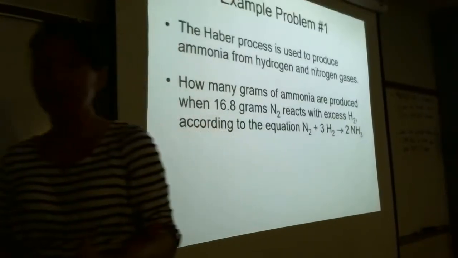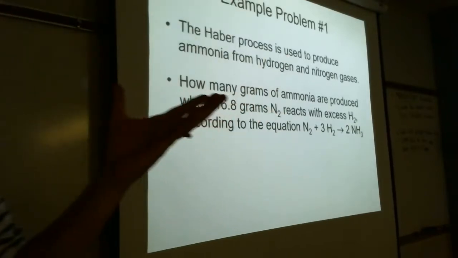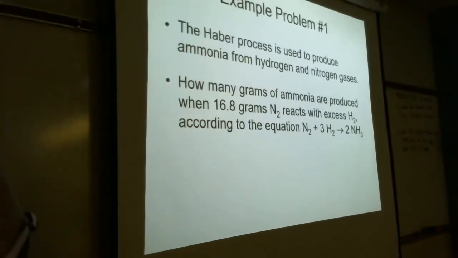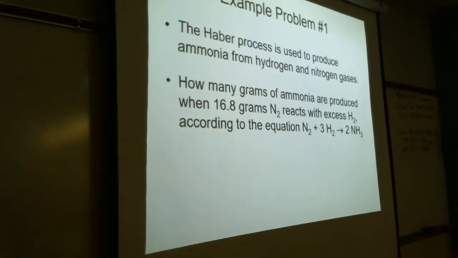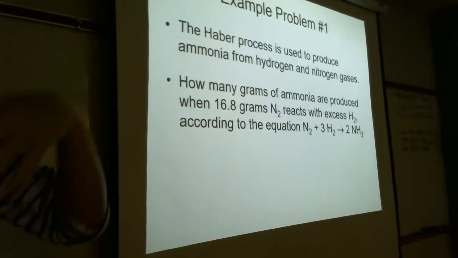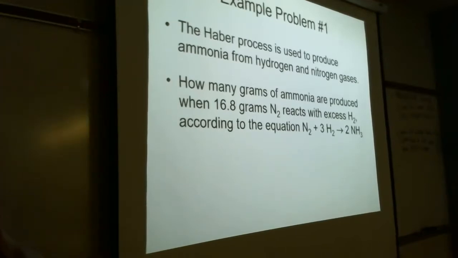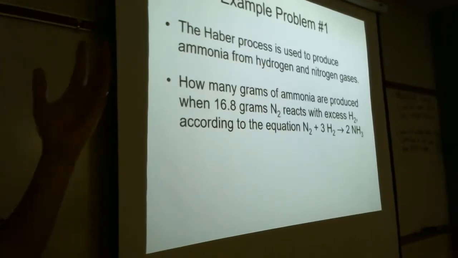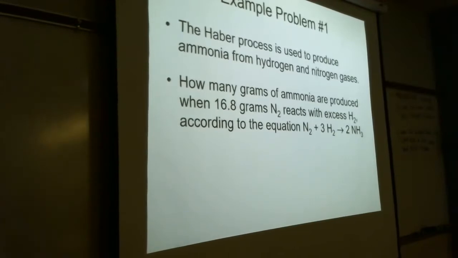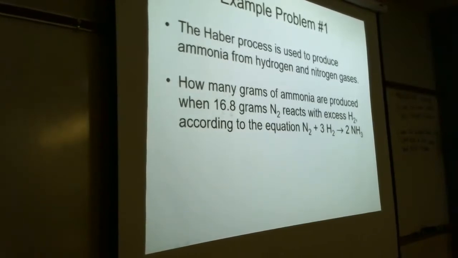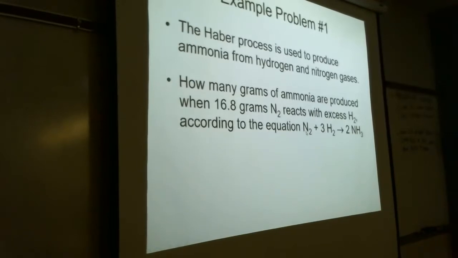Just like if I'm baking cookies, I've got 5 pounds of sugar, but I've only got 12 eggs, right? The number of eggs that I have is going to limit how many cookies I can make. Even if I've got 20 pounds of sugar, I've only got 12 eggs. That's going to limit how much I can make. Excess just means you've got tons and tons of it, but I've only got 16.8 grams of N2.